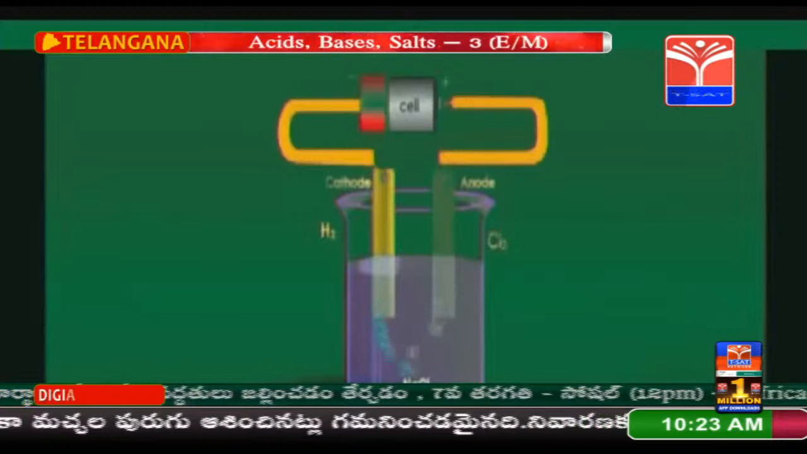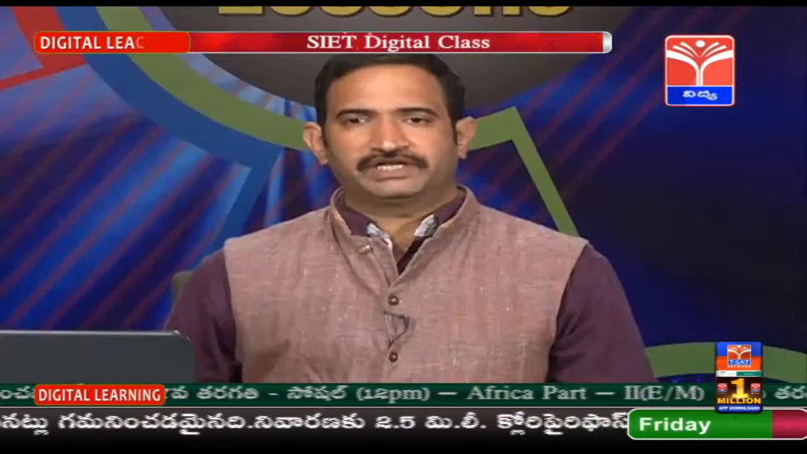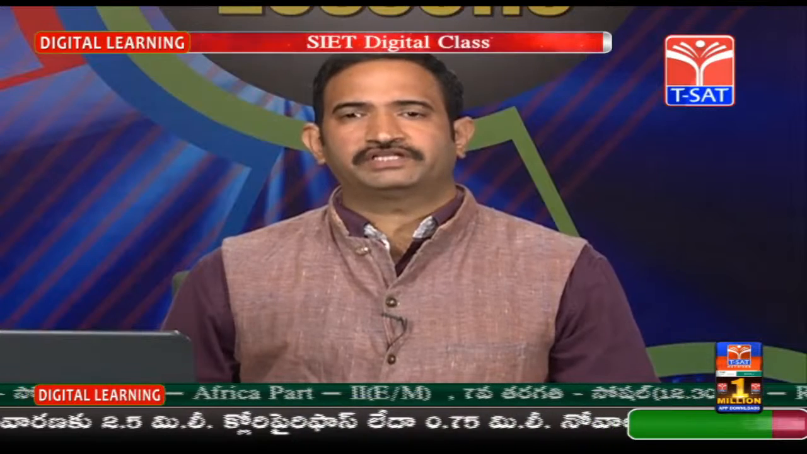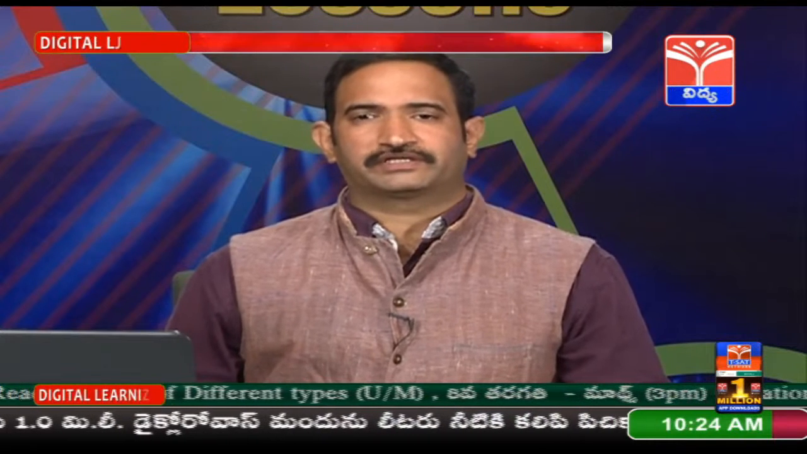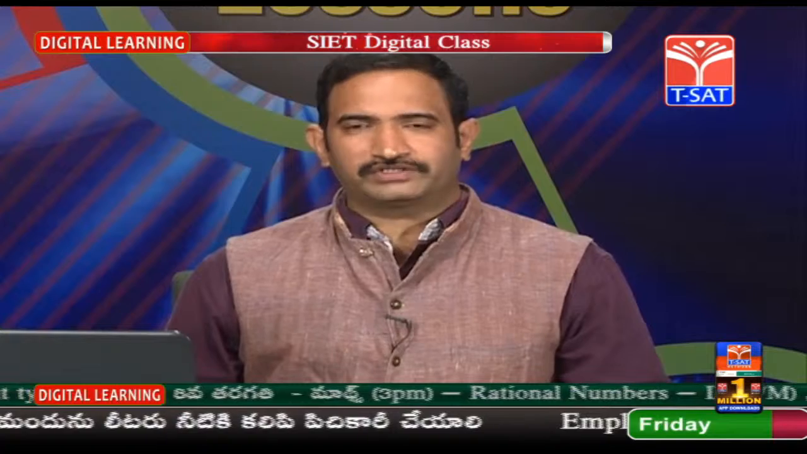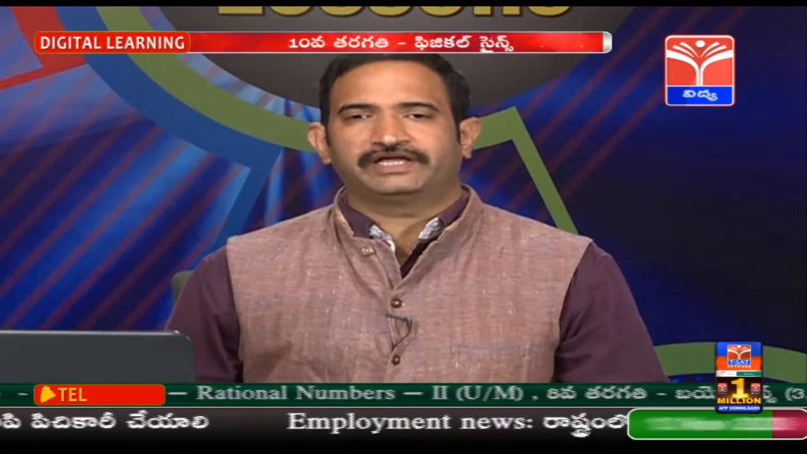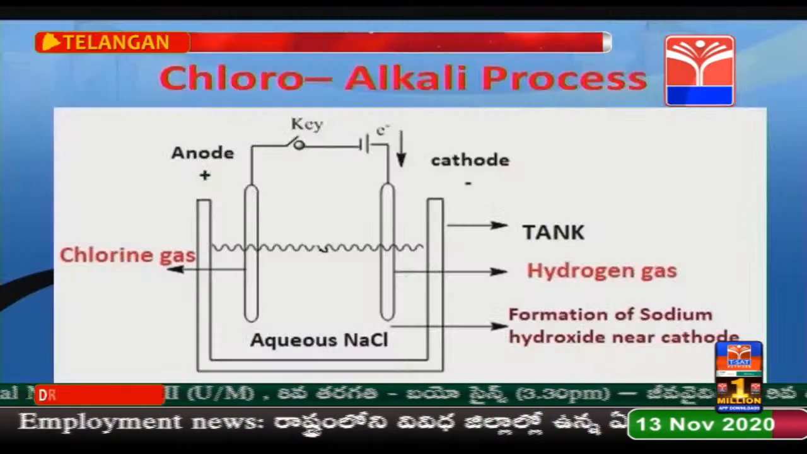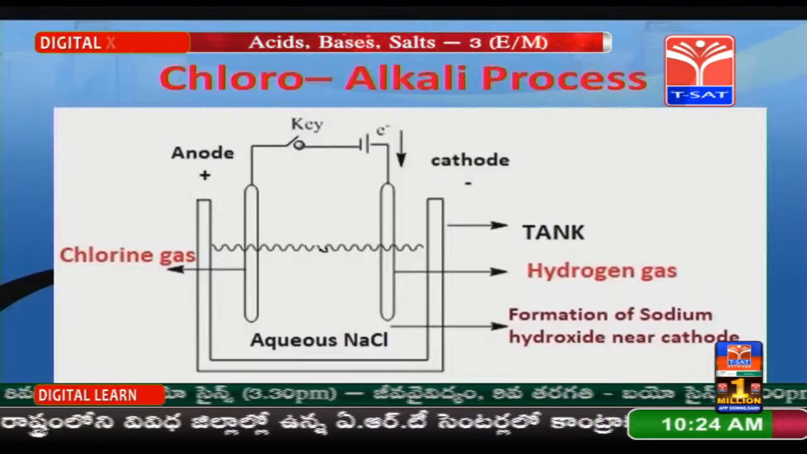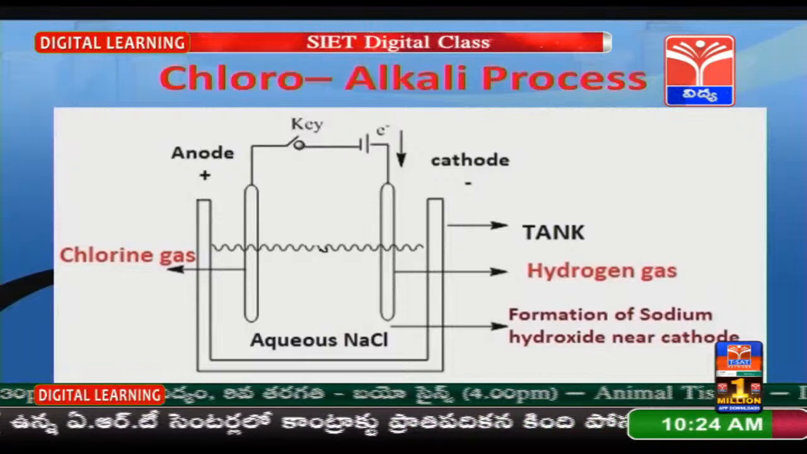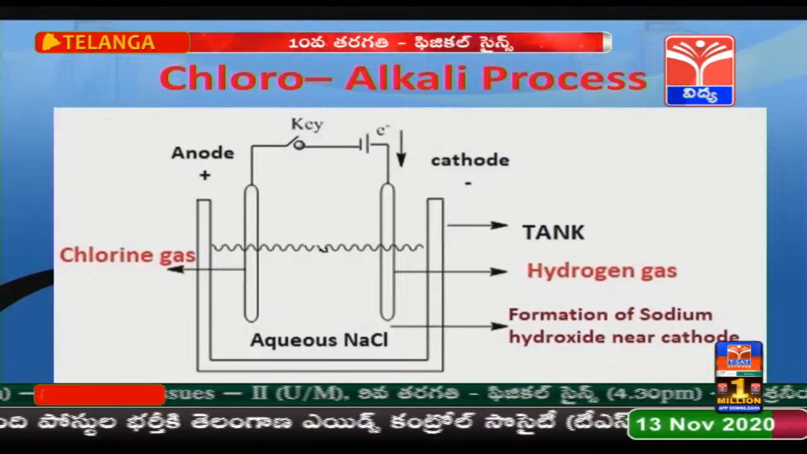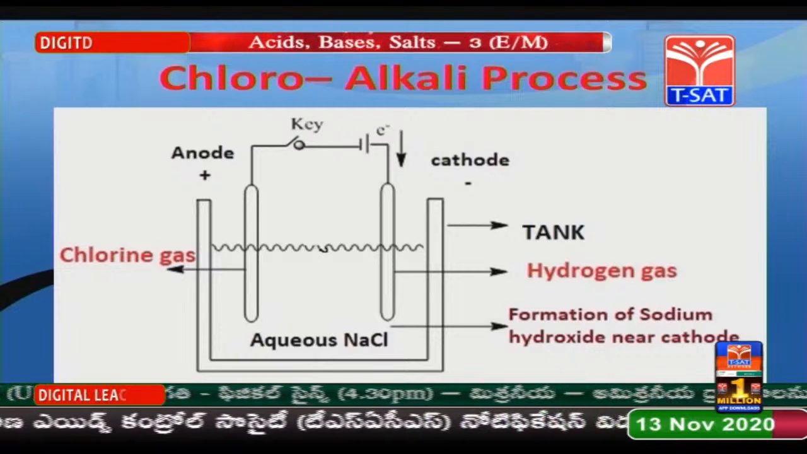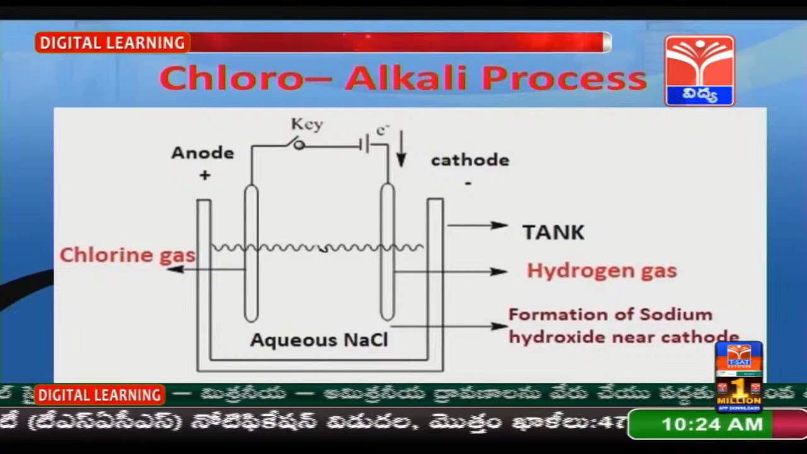Now, we will see in detail what happens. Children, you have seen this video. What happens in this video? Whenever electricity is passed through the solution, the cation is attracted towards the cathode and the anion is attracted towards the anode. Now, you see the diagram which is given in our textbook. Here there is an aqueous NaCl solution, that is nothing but brine solution. Now, what is the anode here? Anode is a positive terminal. What is the cathode? Cathode is a negative terminal.